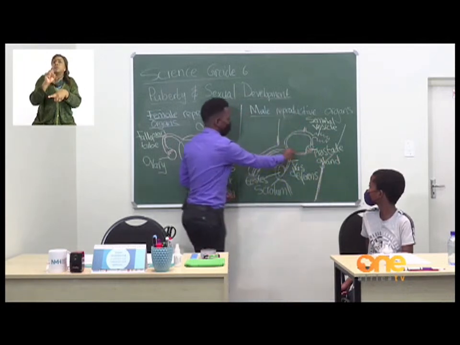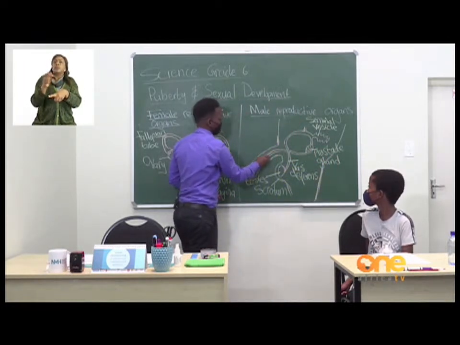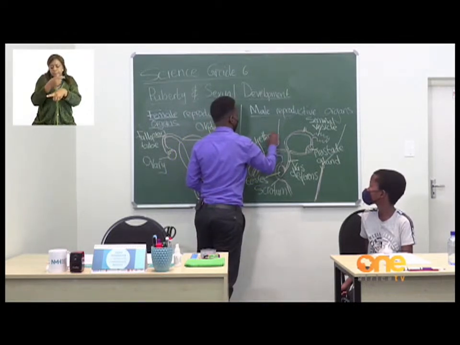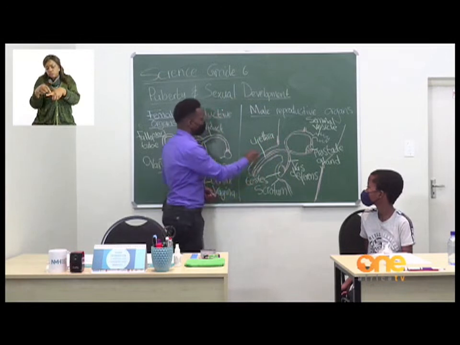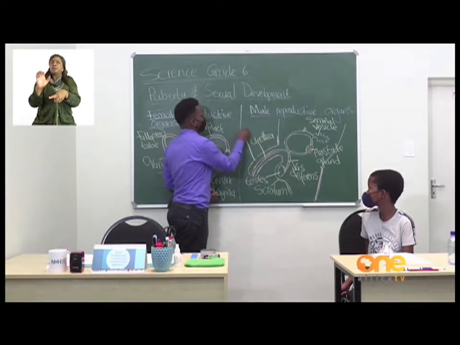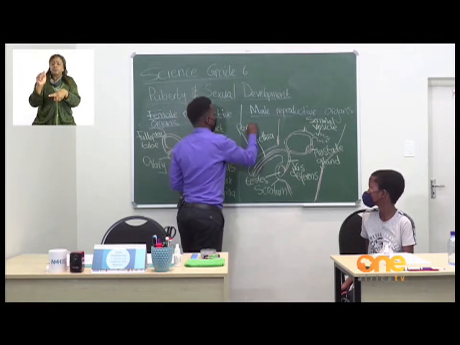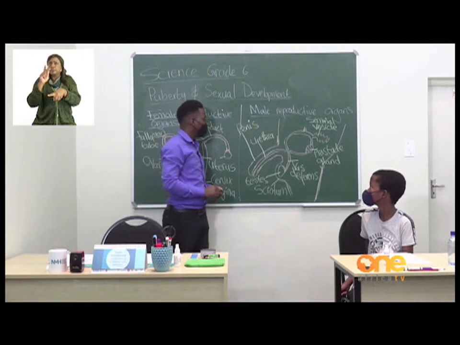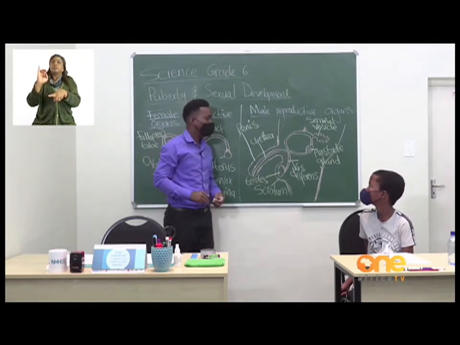From the prostate gland, there's another tube, and this tube is known as the urethra, and the urethra is in-housed by another structure referred to as the penis. The penis also hangs outside the man's body.